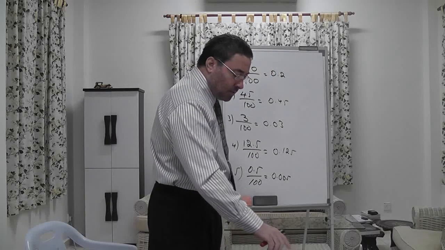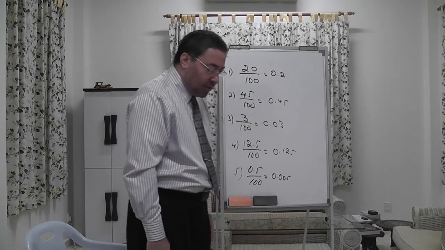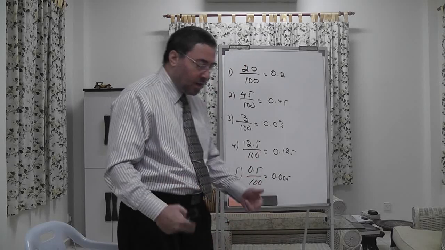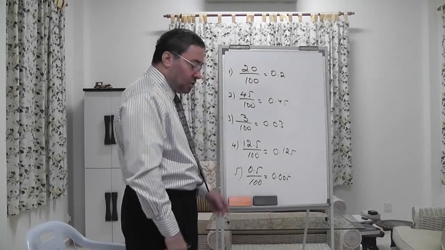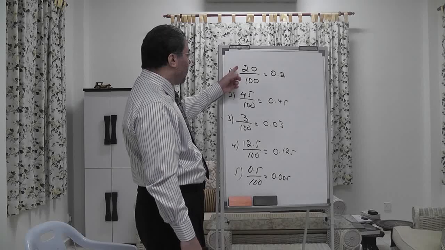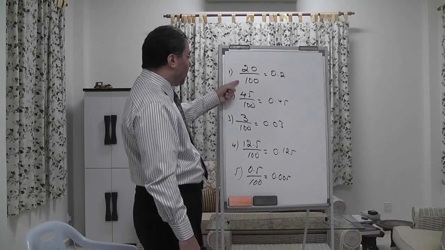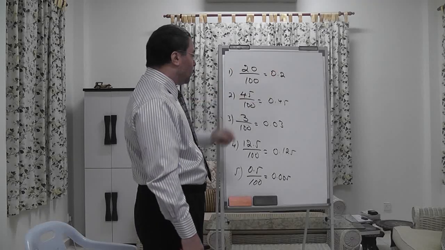Classroom exercises. Give a decimal for each percent. Here we rewrite these in their original fraction form and we put the percentage over 100. So number 1, 20% will be 20 over 100. And when we divide, that will be 0.2.